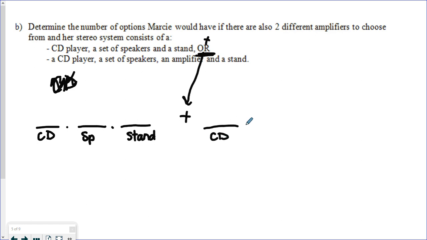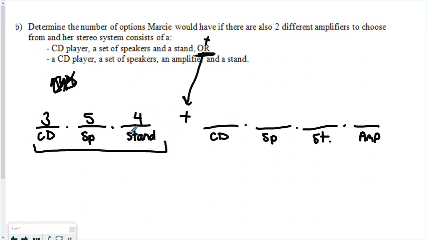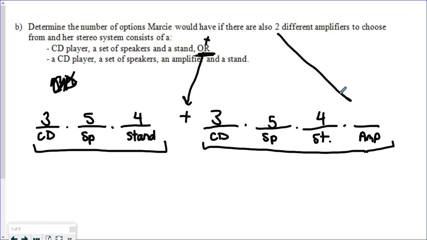So CD, speakers, stand, and an amp. So there were 3 different CD players, 5 sets of speakers, 4 different stands. So this is the option of if she has no amp, and then this is the option of if she decides to buy an amp. So there were still 3 CD players, 5 speakers, 4 stands, and now it says there are 2 different types of amps that she could purchase.